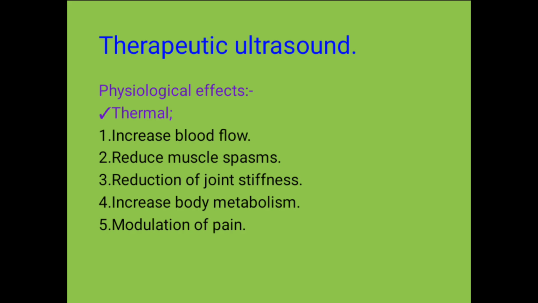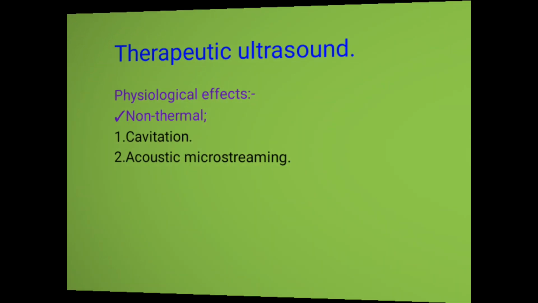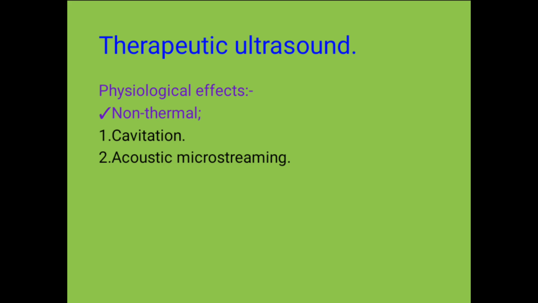And of course, joint stiffness leads to a reduced range of motion, and therefore reducing it will consequently increase the range of motion. Number 4 is that there will be increased metabolism. Of course there is heat production, so the body metabolism will increase. And on modulation of pain, I think I handled pain some time back, so just go and check on that. Now, the non-thermal effects of therapeutic ultrasound.